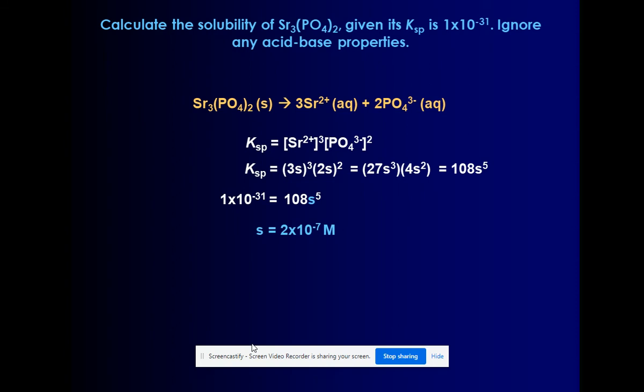So you were asked to find the solubility of your solid, so you're just finding S. If you were asked to find it for either of the ions, you would need to account for how many of those ions are present once you reach equilibrium.